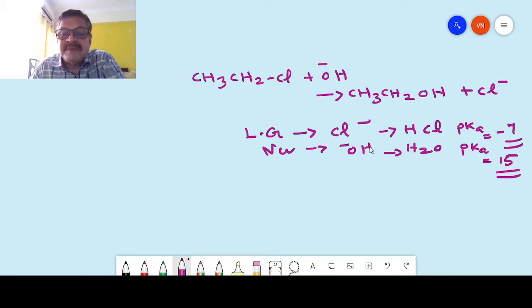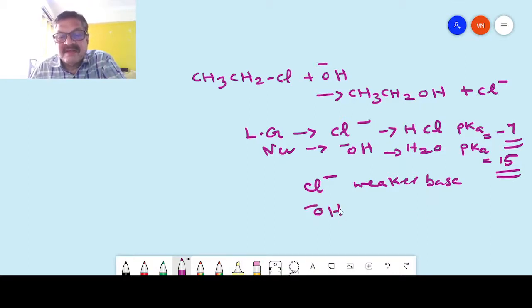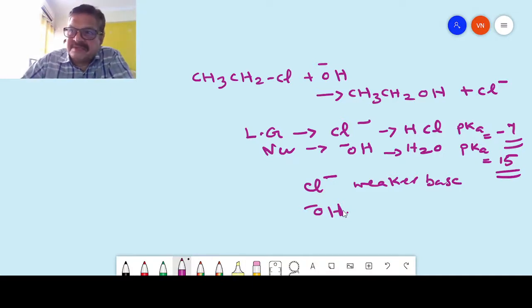Therefore, in an equilibrium reaction, the reaction will favor the formation of the products provided the leaving group is a weaker base. So Cl minus, the leaving group, is a weaker base compared to OH minus. Therefore, the reaction will favor the formation of the products. So this is all about the leaving group, briefly.